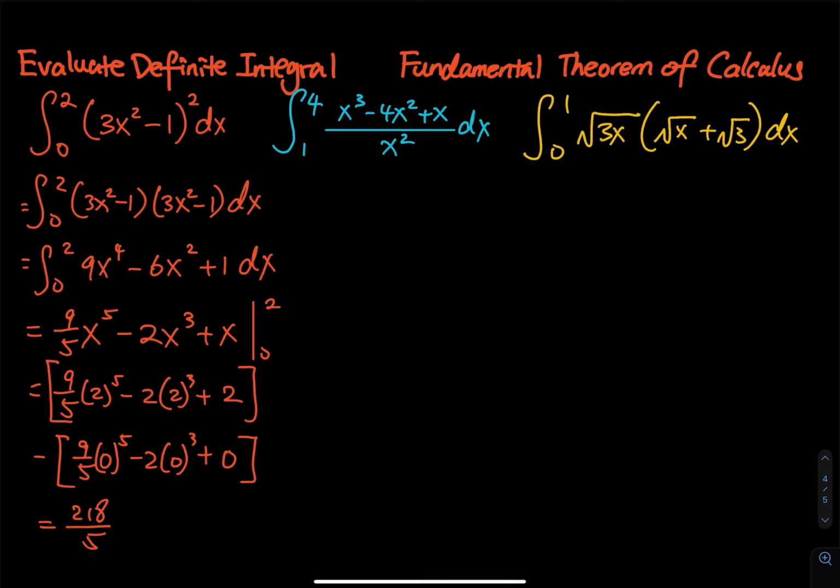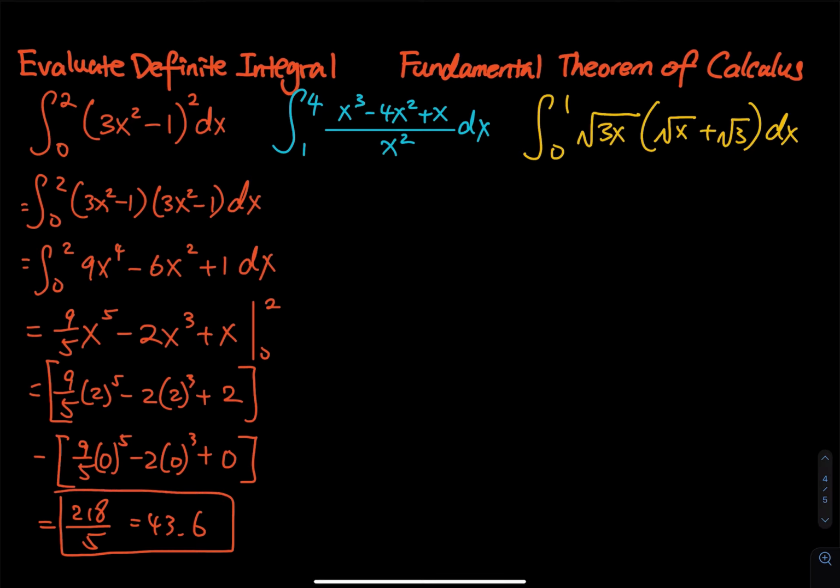And then this gives you 218 divided by 5. When you deal with fractions during the evaluation, you have to go through the common denominator. Okay, so this is equal to 43.6. This one is an exact answer. All right, so moving on to the blue one.